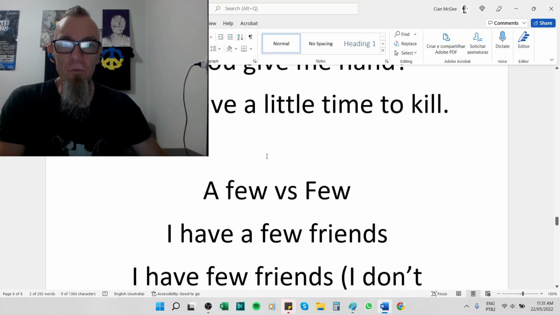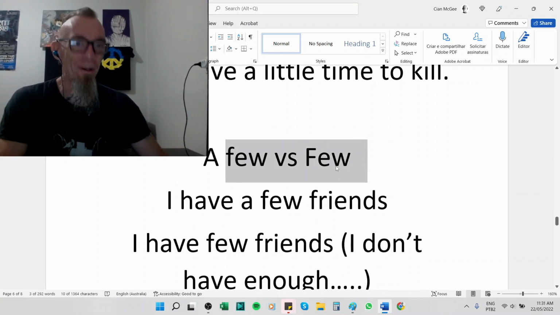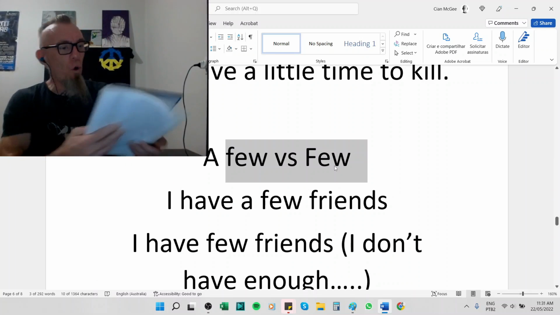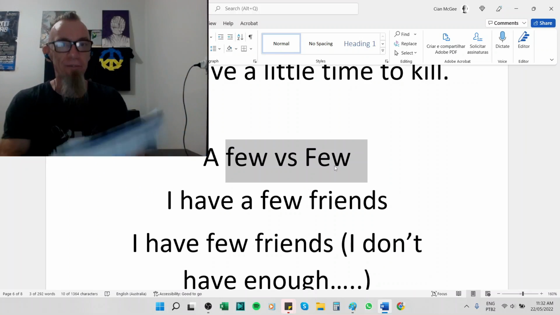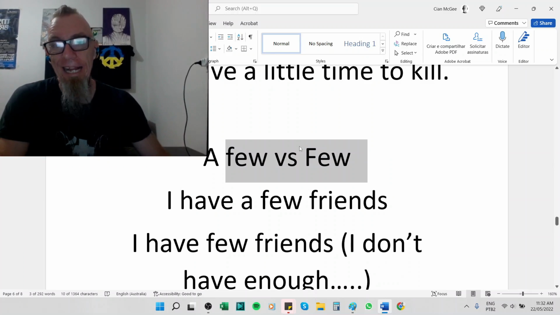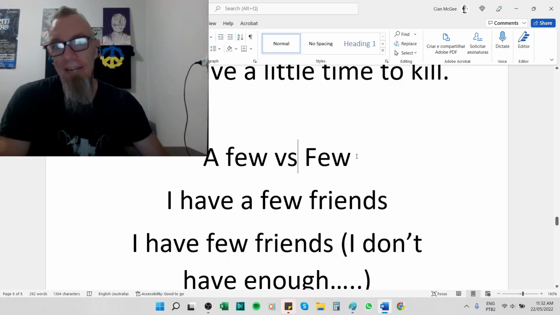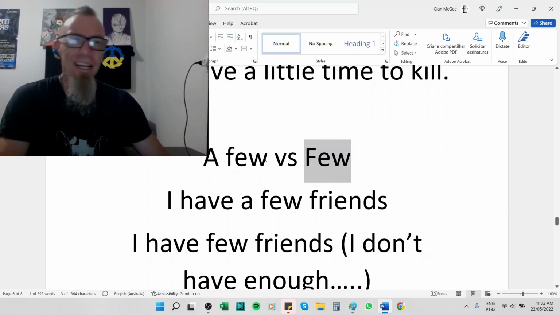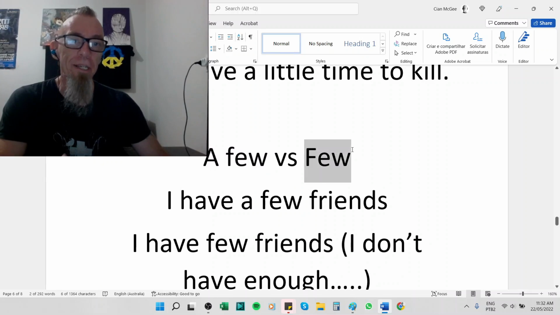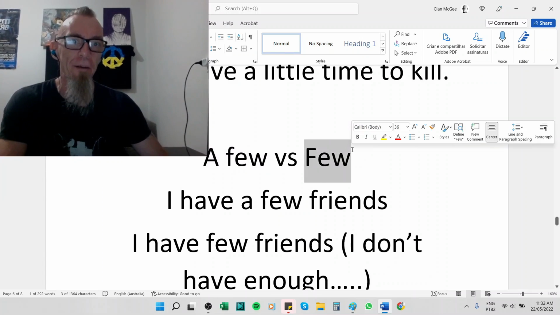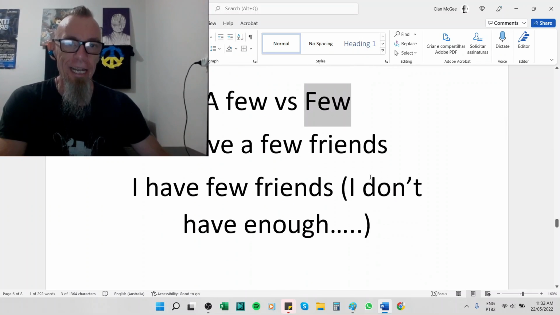Then we looked at a few versus few. So they were countable. Things that we can hold and separate, and they're big enough, not like rice, but big enough that one of them is visible, and easy to count. And that 10 makes a volume that's good. I mean, 10 grains of rice or 10 grains of sand isn't a volume. And so a few, once again, was we were talking about a small number of something in the affirmative. Whereas few was, I don't have enough of this thing. I'm lacking these things in my life.